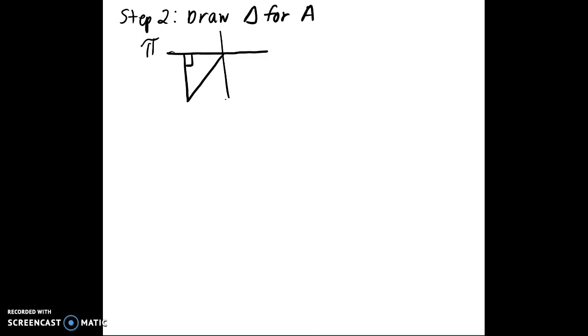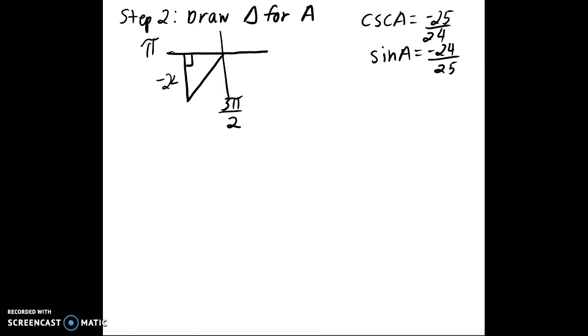And the reason is the original A was between pi and 3 pi over 2. Now it was cosecant of A equals negative 25 over 24. So I might just change that into sine is negative 24 over 25. And really we're just doing this triangle to find cosine. So we're going to do negative 24 here, 25 here.